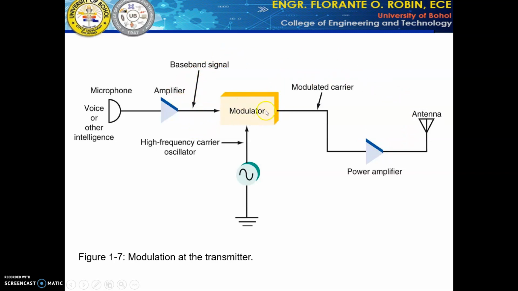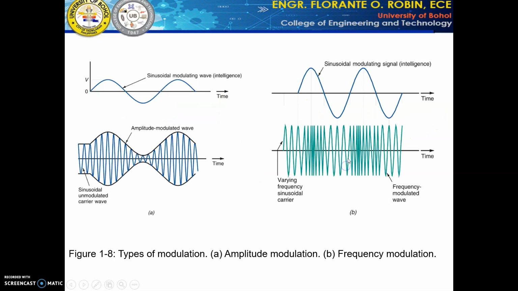Now if it goes through the modulator, it is loaded onto our vehicle, which is the carrier. It is combined using the modulator, and the output signal is called the modulated carrier. Then the modulated carrier is power amplified and transmitted to an antenna. With this process, your weak voice signal becomes strong and can be transmitted over longer distances.